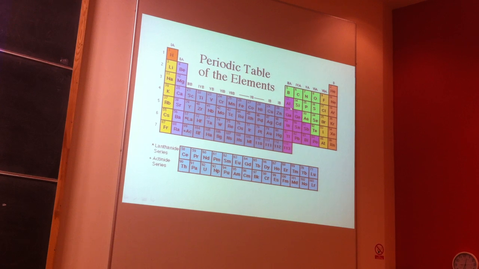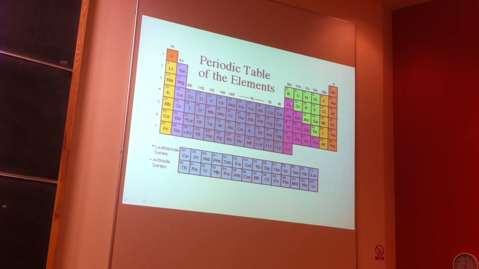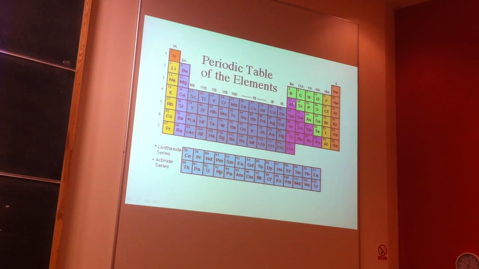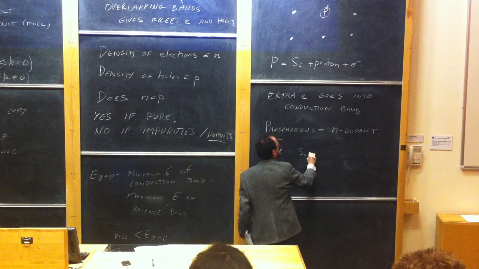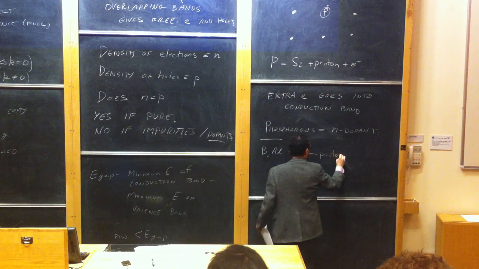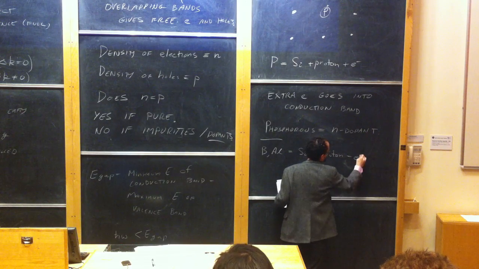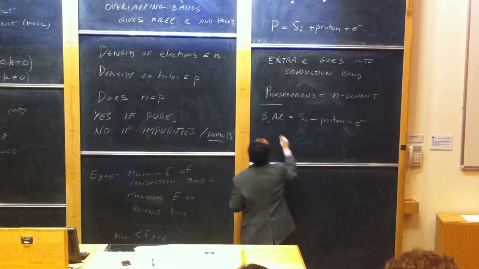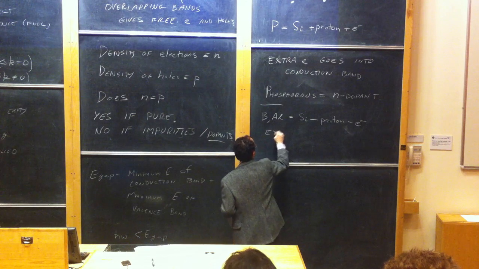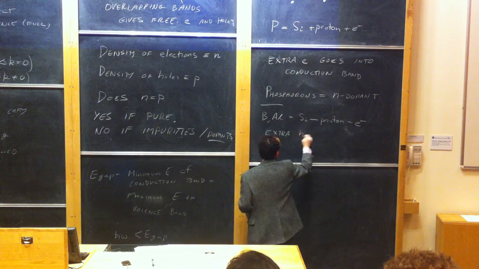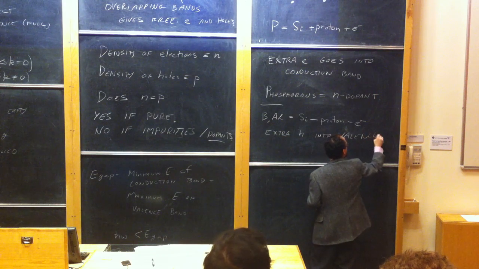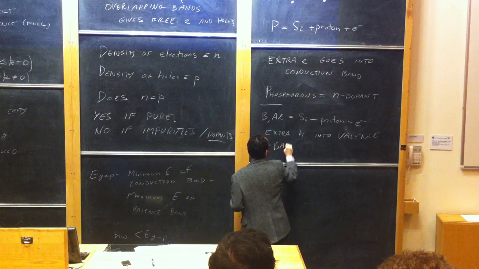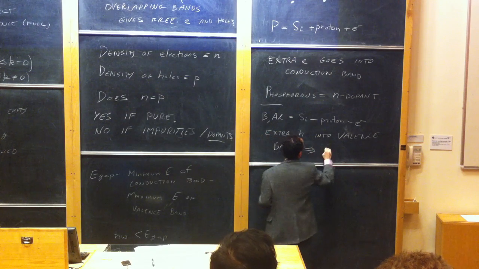If I go to the other side of silicon, then what I have is exactly the opposite story. So on the other side, boron or aluminum, those are like silicon minus a proton, minus an electron. In which case, we get an extra hole, or a loss of an electron, an extra hole in the valence band. So these are known as p-dopants.